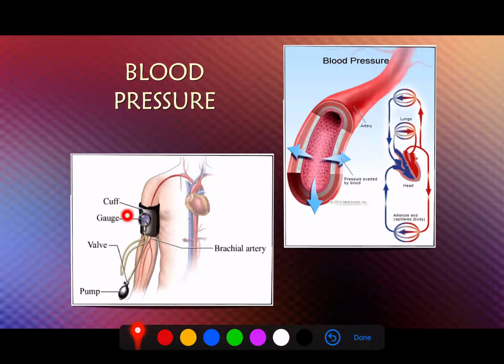This is how they measure blood pressure, and we're actually going to go into that in more detail Monday, and you're going to learn how to do that.